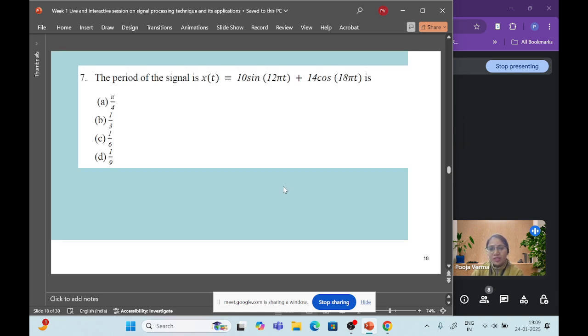Now the next question: the period of a signal x(t) is equal to 10 sin 12 pi t plus 14 cos 18 pi t. What is the period of this signal? So how can we find it out?